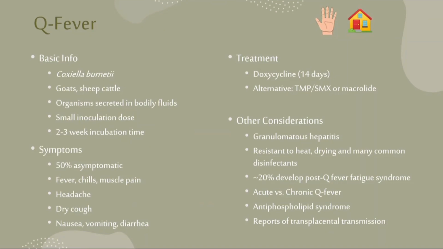And then some other considerations here is that it can cause systemic disease. You can have the hepatitis that comes from it. You can have chronic Q fever that happens in less than 5% of the cases, but that is associated with endocarditis. So kids that already have congenital heart disease or have had artificial valves, this is something that we need to think about with them. About 20% of people that are infected with Q fever do develop a post-Q fever fatigue syndrome, and that can last for 6 months to a year, sometimes even longer.